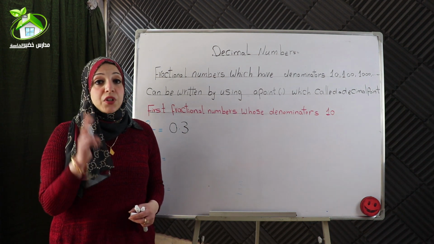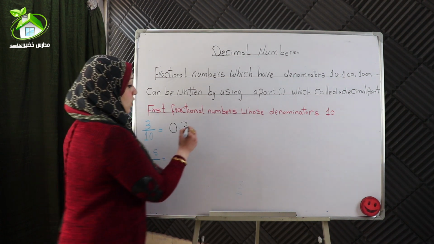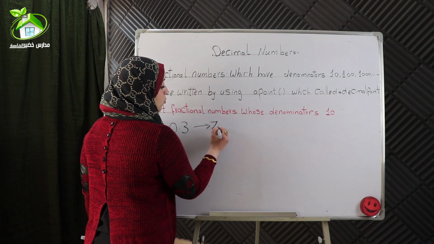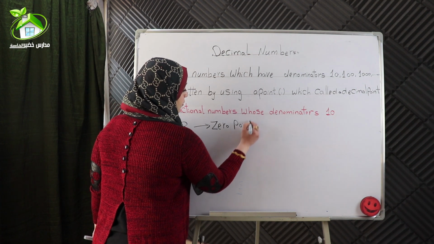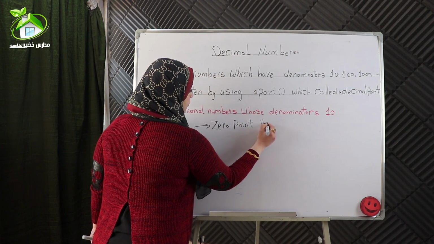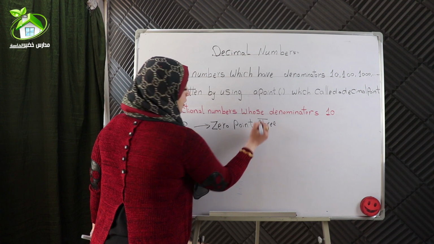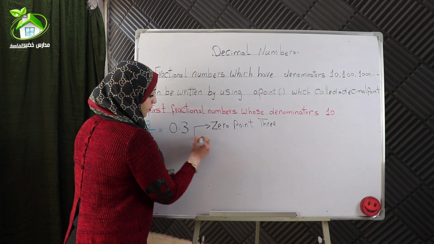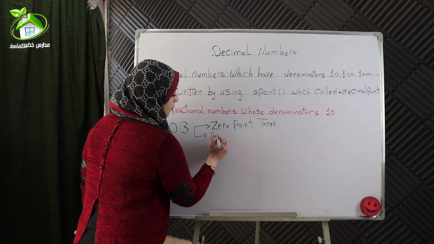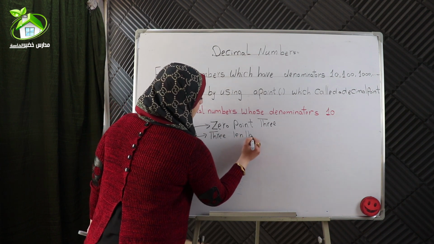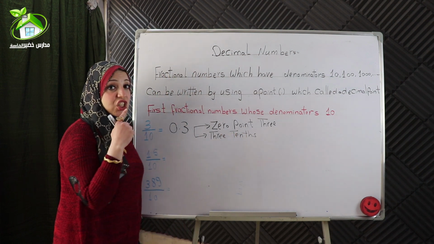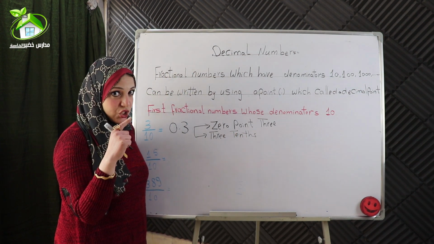How can I read this decimal number? I can read it by two methods. The first one, 0.3. The second method, 3 tenths. Tenths, th, 3 tenths.